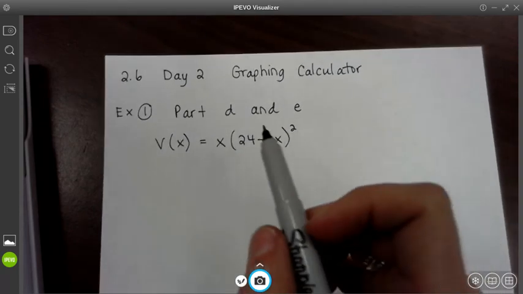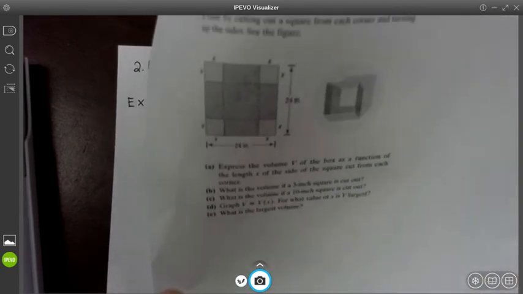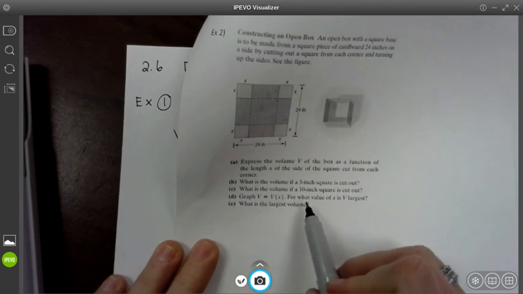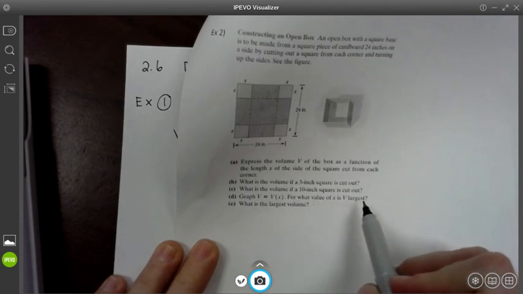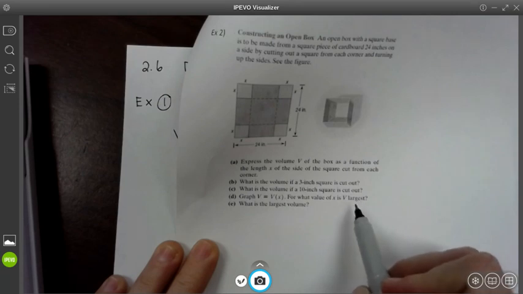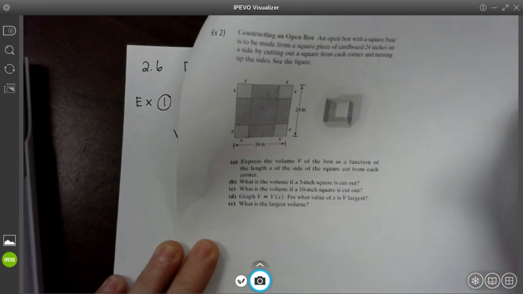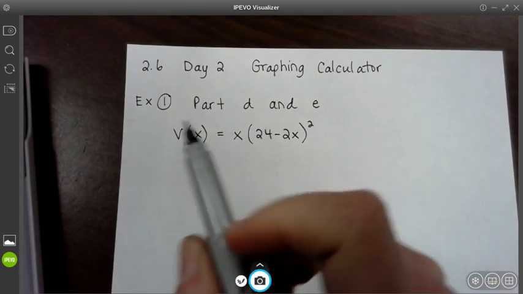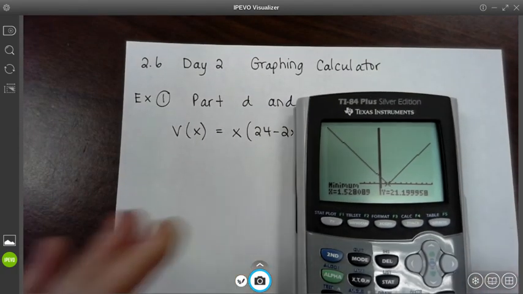All right, so in this part, it asked us to graph the volume function that we wrote, and for what value of x is the volume the largest, so we'd be looking for a local max. And then what is the largest volume? That'll just be the y coordinate. So the first thing you're going to have to do is type this function in. So let's go to y equals.